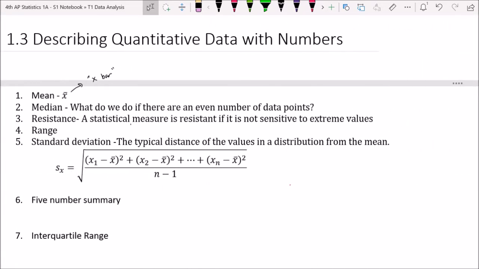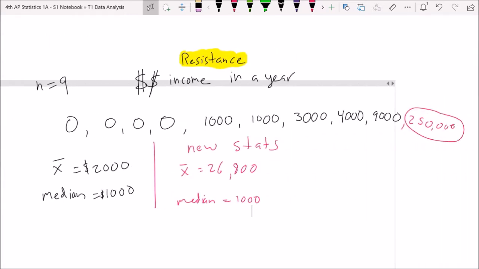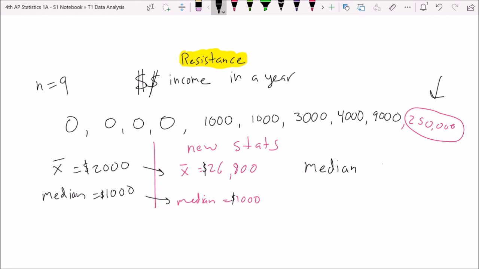In the beginning, the definition of resistance was how it's describing how sensitive or how not sensitive a statistical measure like mean or median is to extreme values. The extreme value in this case is the $250,000. And so how sensitive were our measures to that? Well, $2,000 became $26,800 and $1,000 became $1,000. Okay, so that didn't change. Better get my dollar signs on here. So what we saw, since the median didn't move as much, the mean moved a lot more. And this is just one illustration, but it turns out generally to be true that the median is more resistant than the mean.